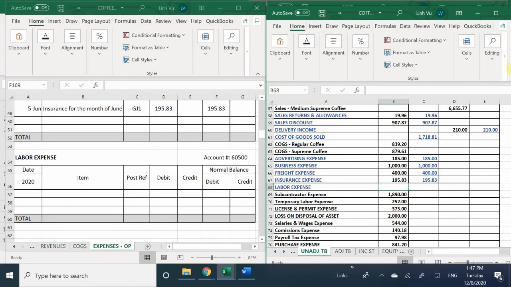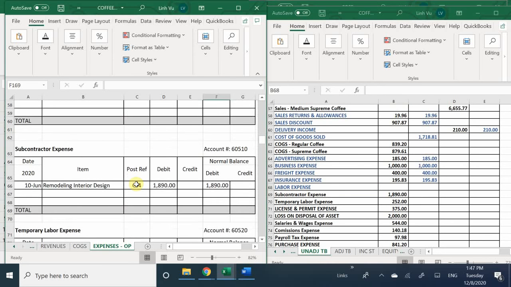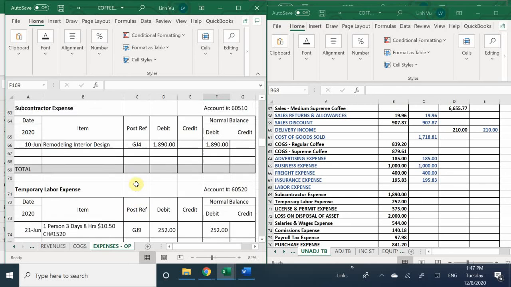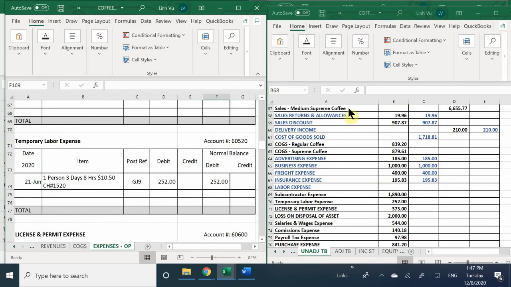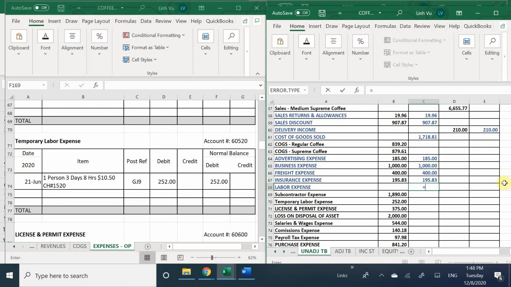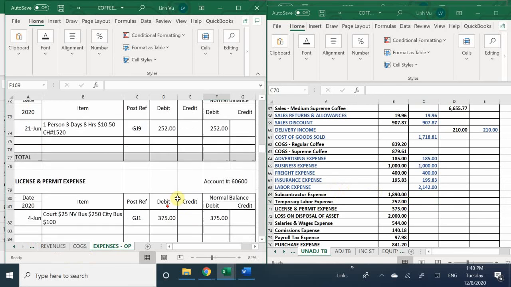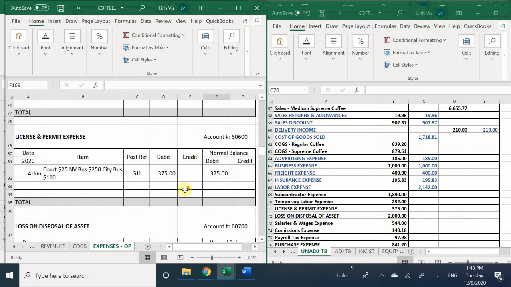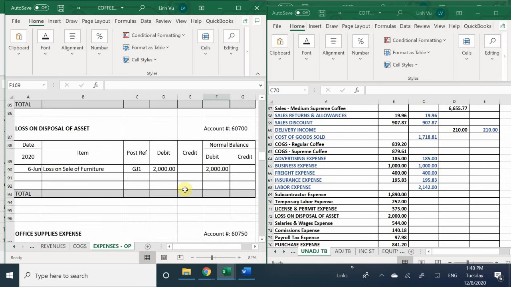Okay. And these numbers probably haven't changed, right? Your subcontractor is still 1890 and your temporary is still 252. So my labor should be this plus this to give me a grand total of 2142 even. Okay. Yep. All right. Next is going to be license and permit. Did that change? No. What about my loss on sale of asset? Nope. Same. No, these are all the same.